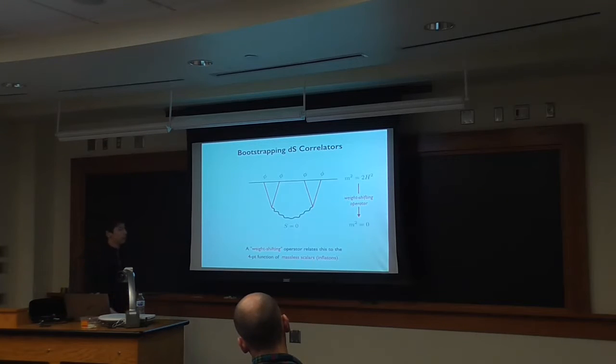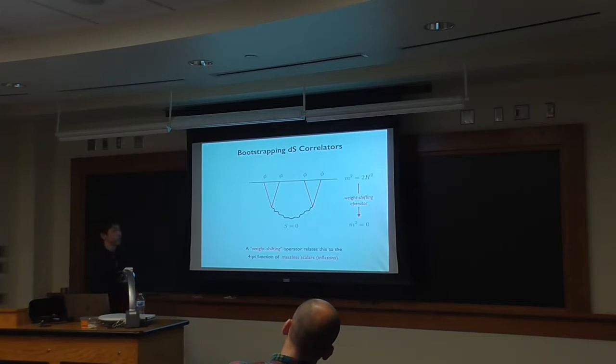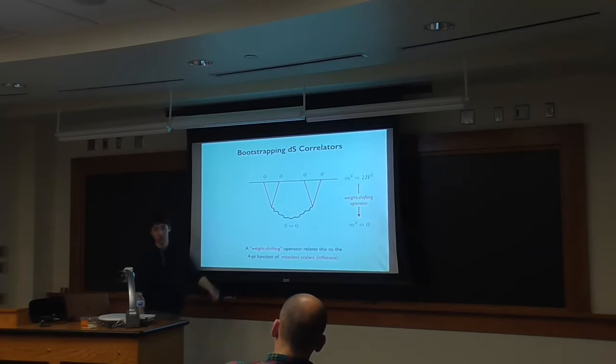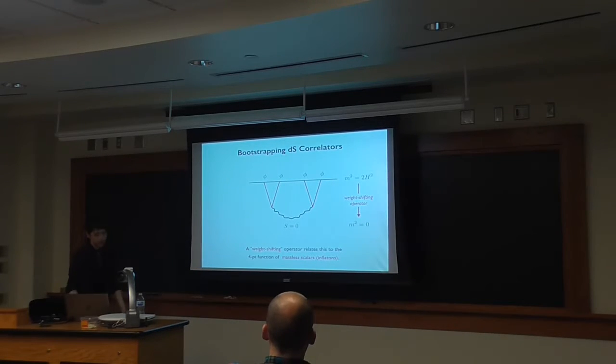Actually, remarkably, it turns out that we don't have to solve a new equation in order to obtain this object. There's something called a weight-shifting operator, which is a simple differential operator that takes the solution of conformally coupled scalars to massive scalars. So somehow conformal symmetry relates these two objects through this differential operation.